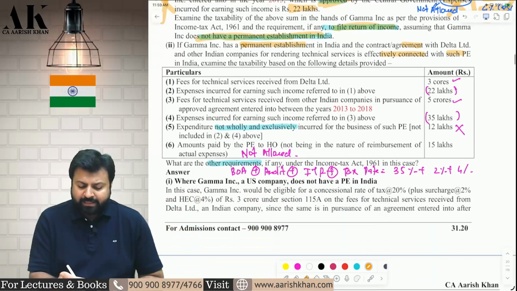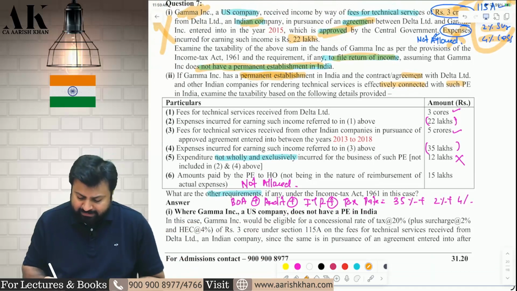Part 2. Will your answer change if that foreign company has a permanent establishment in India? Yes, the answer will drastically change.